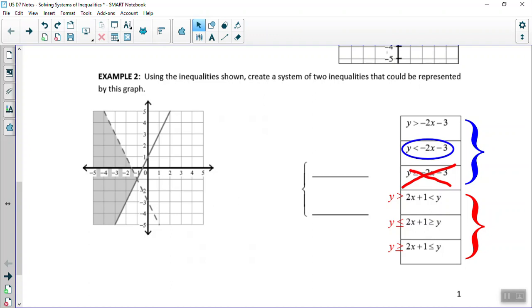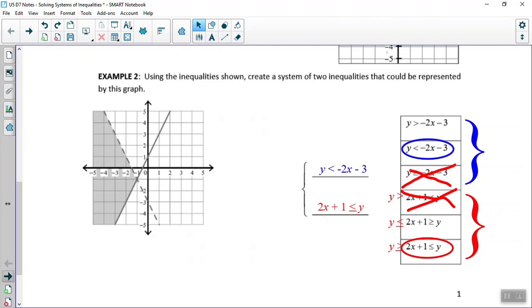Now let's take a look at this one here. Has to come from one of these. It's a solid line, so it has to be one of these two. That means I can cross this off, eliminate this one. And now we notice that this is shaded above that line. So that means it has to be the greater than. Now we can just write our two answers over here.